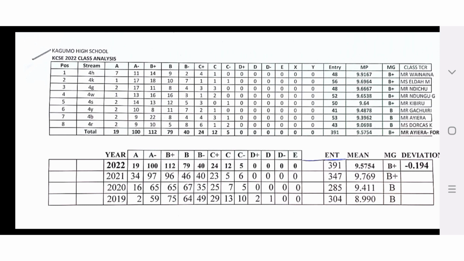So in the next table we have the means that the classes got in the previous years from 2019 all the way to 2022, and you can see there's always been improvement. In 2019 we had a mean of 8.990, in 2020 a mean of 9.11, 2021 9.769, and then 2022 there was a slight drop of 0.194. We had a mean of 9.5754. So we can see that our boys did so well. All right, so you can pause and simply look at that page. So let me move on to the next page.